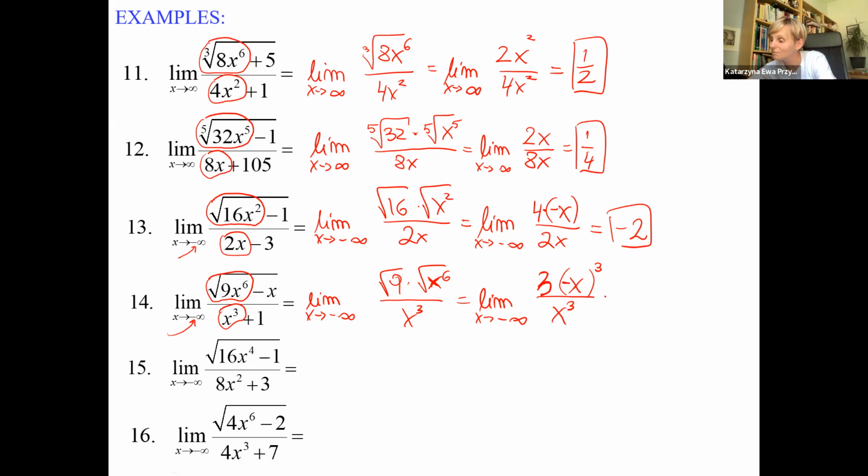And now when we simplify, I might rewrite this a little bit more clearly. Negative x to the power of 3 is -1 times x cubed, because a negative to the power of 3 is still negative.